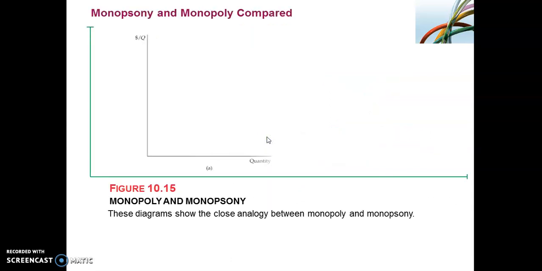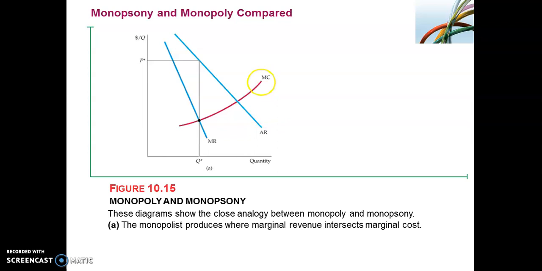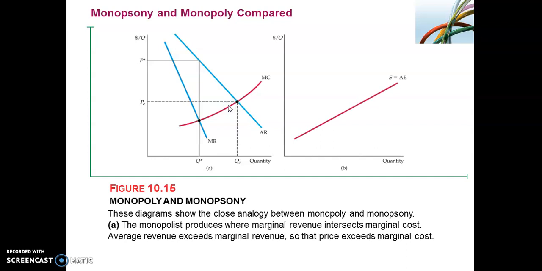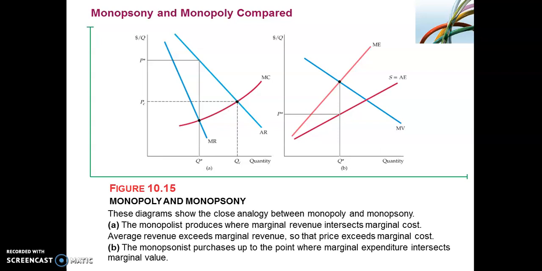So now let's look at monopsony and monopoly compared. In the first part of this figure, we are dealing with monopoly, and the second part of the figure will deal with the scenario for monopsony. So monopoly, one seller; monopsony, one buyer. Recall that for a monopolist, the quantity that will maximize profits is going to be where marginal revenue and marginal cost are equal, and that will be at a quantity of Q star.